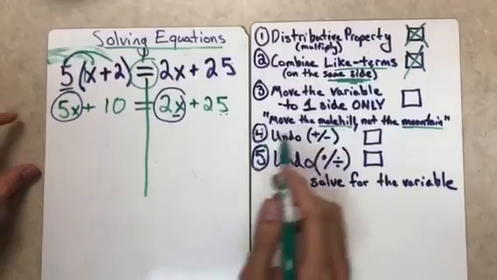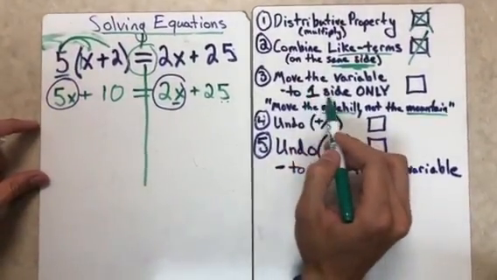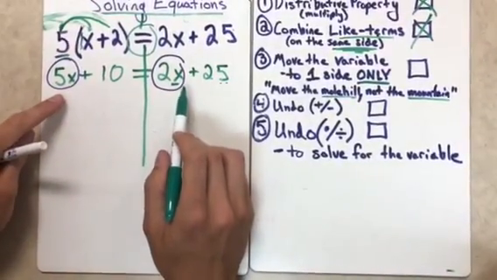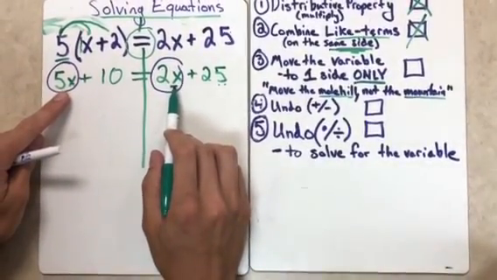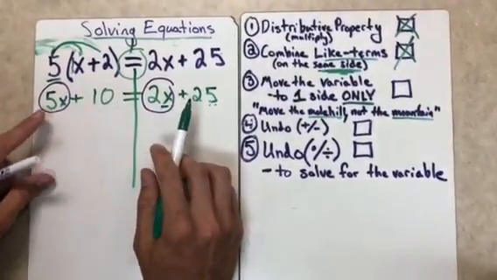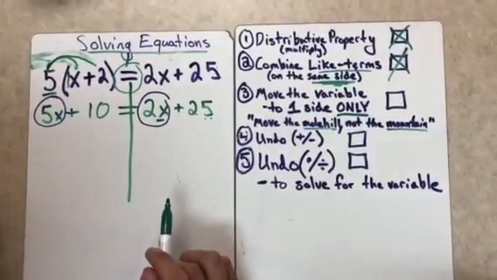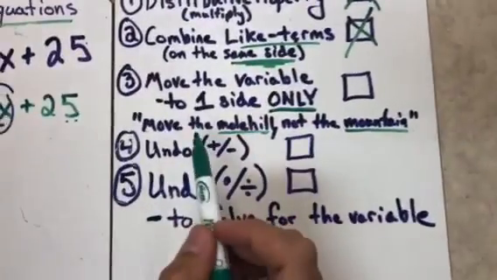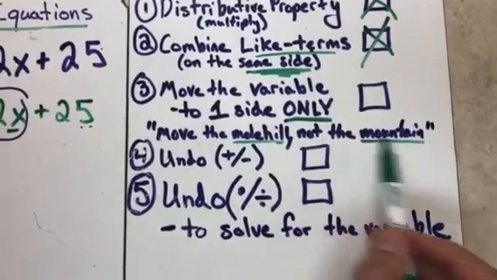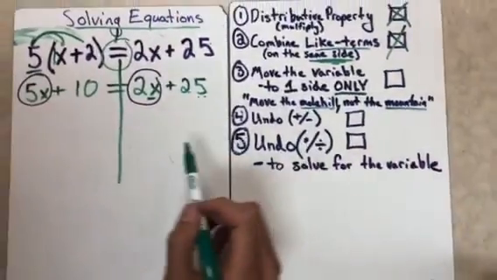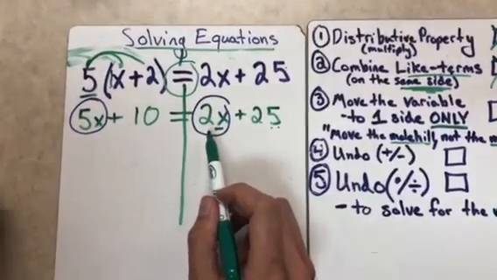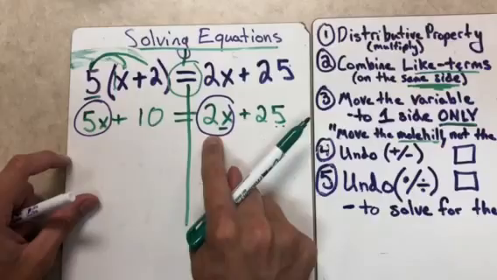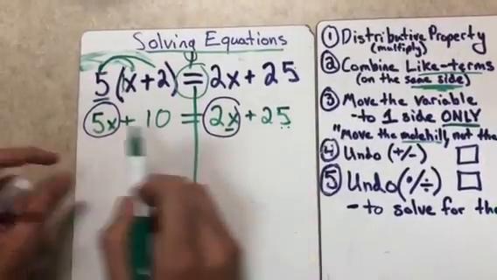All right, step 3, move the variable to one side only. What that means is if we look at our equation, we have two x terms, so what we need to do is get our x terms on the same side. There's a little saying that you're going to hear throughout this year: move the molehill, not the mountain. All that means is move the term with the smaller number. So here, 5x and 2x. 2x is our molehill because it's smaller than 5x. So we're going to move that to the other side.